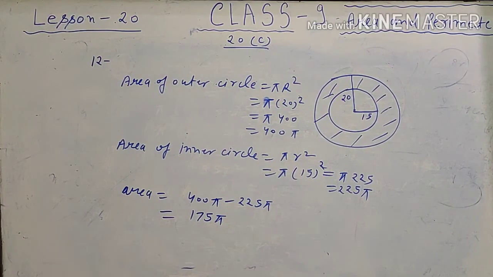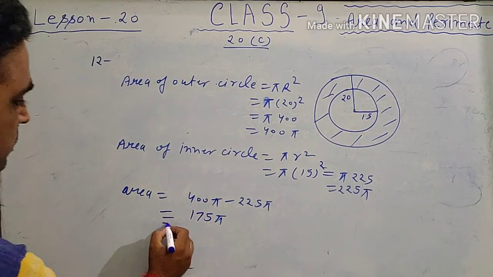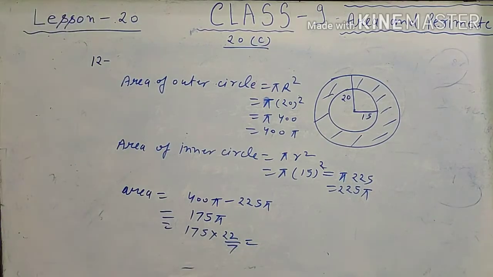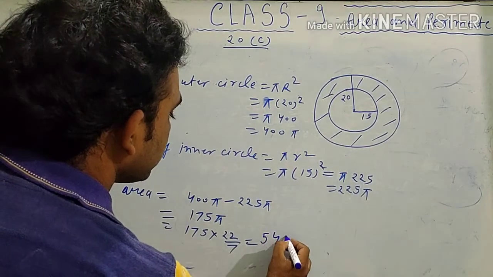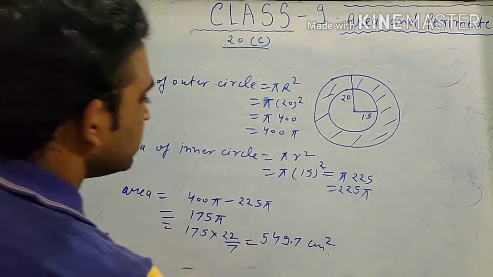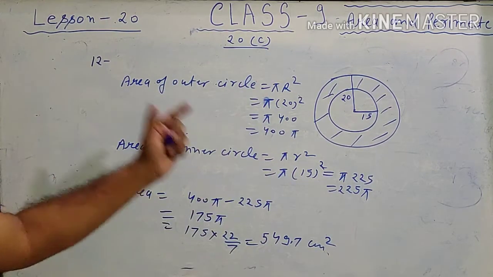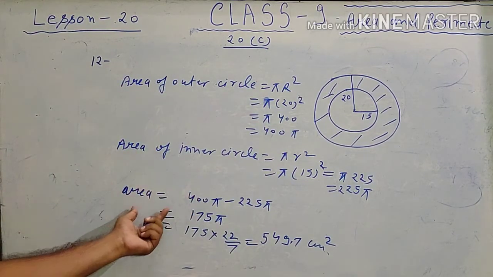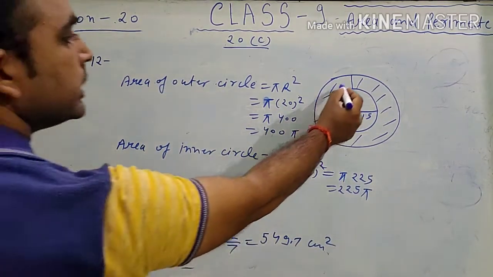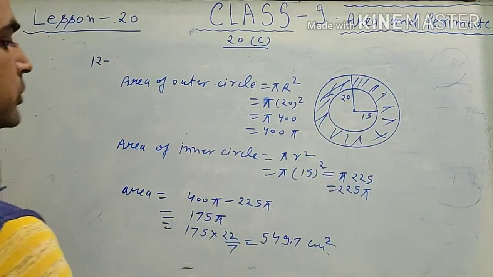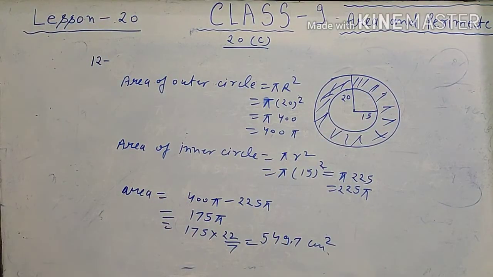Now put the value of pi. So 175 into 22 upon 7, and we get 549.7 centimeter square. Understand? So first we find the area of the outer circle, then the area of the inner circle, then we subtract both the values, so we get the area of the ring shaped region. So we get 549.7 centimeter square. Understand?